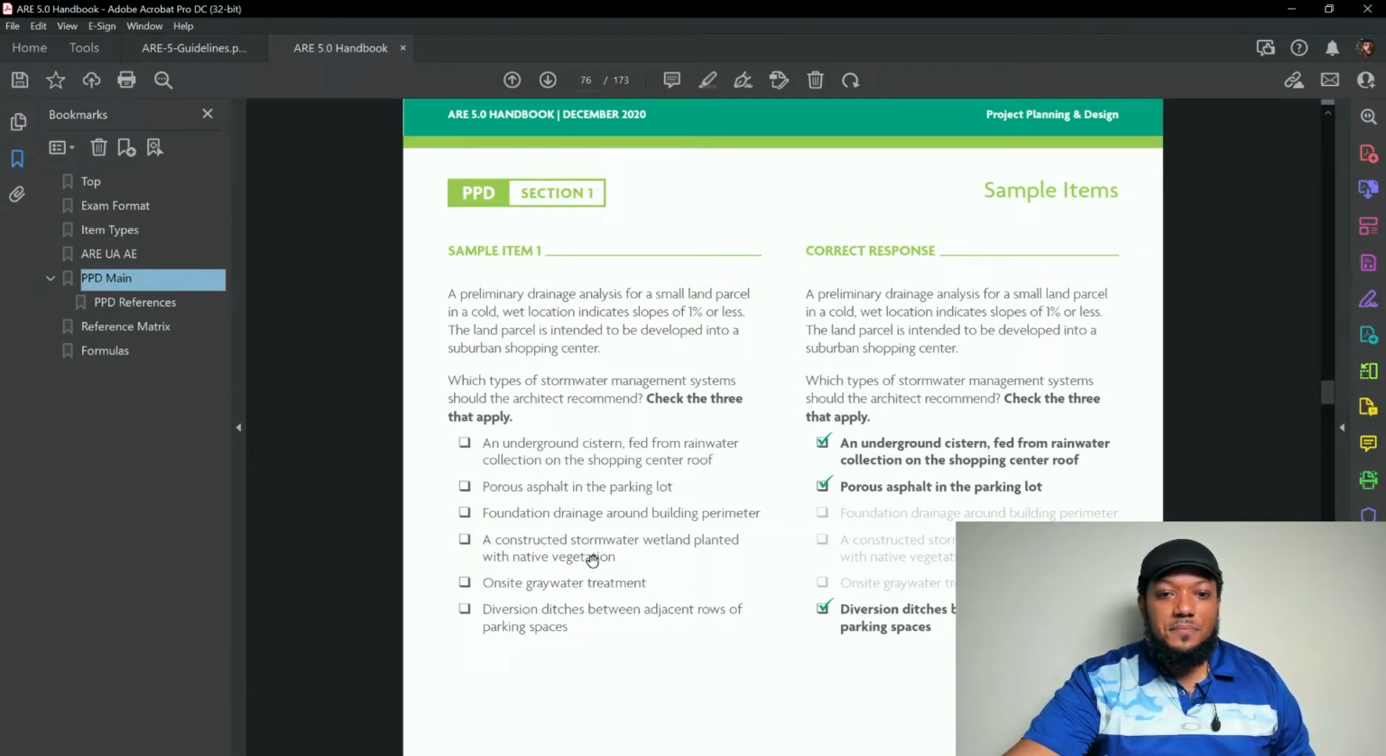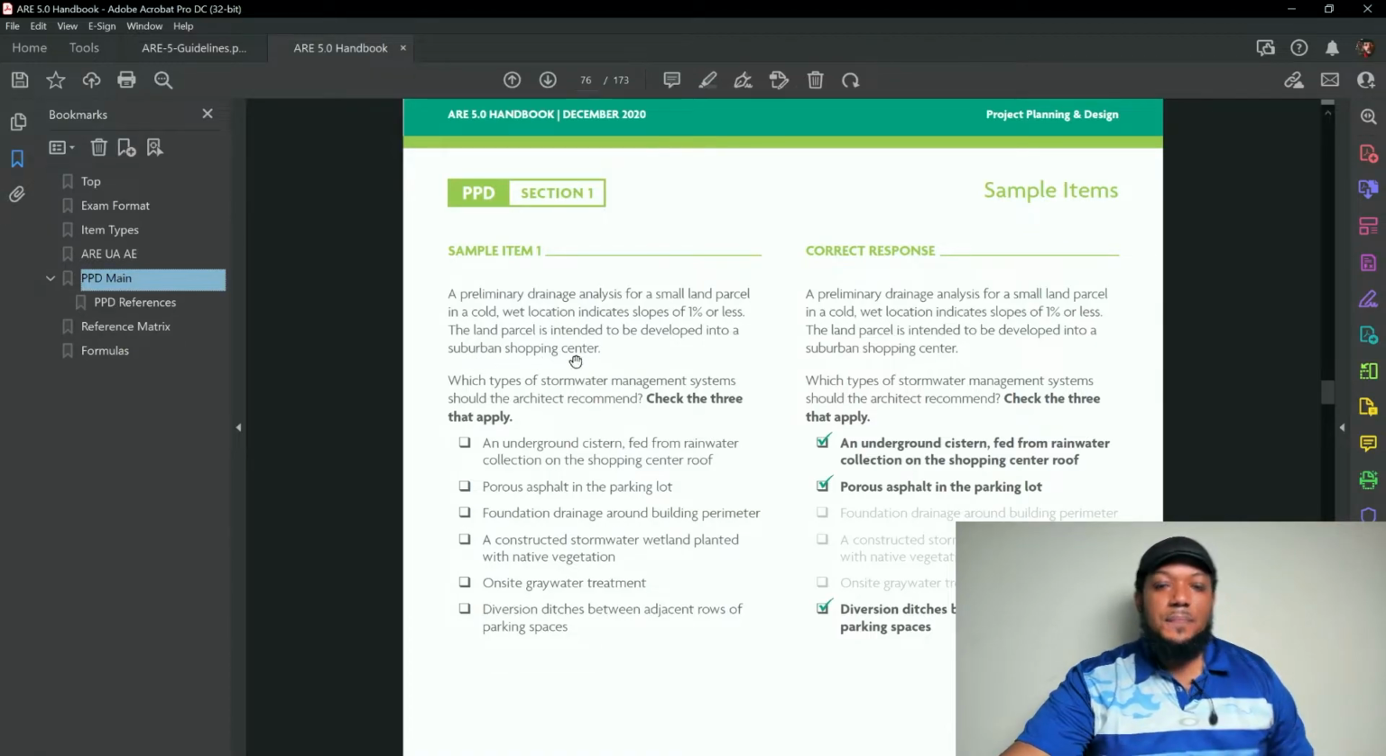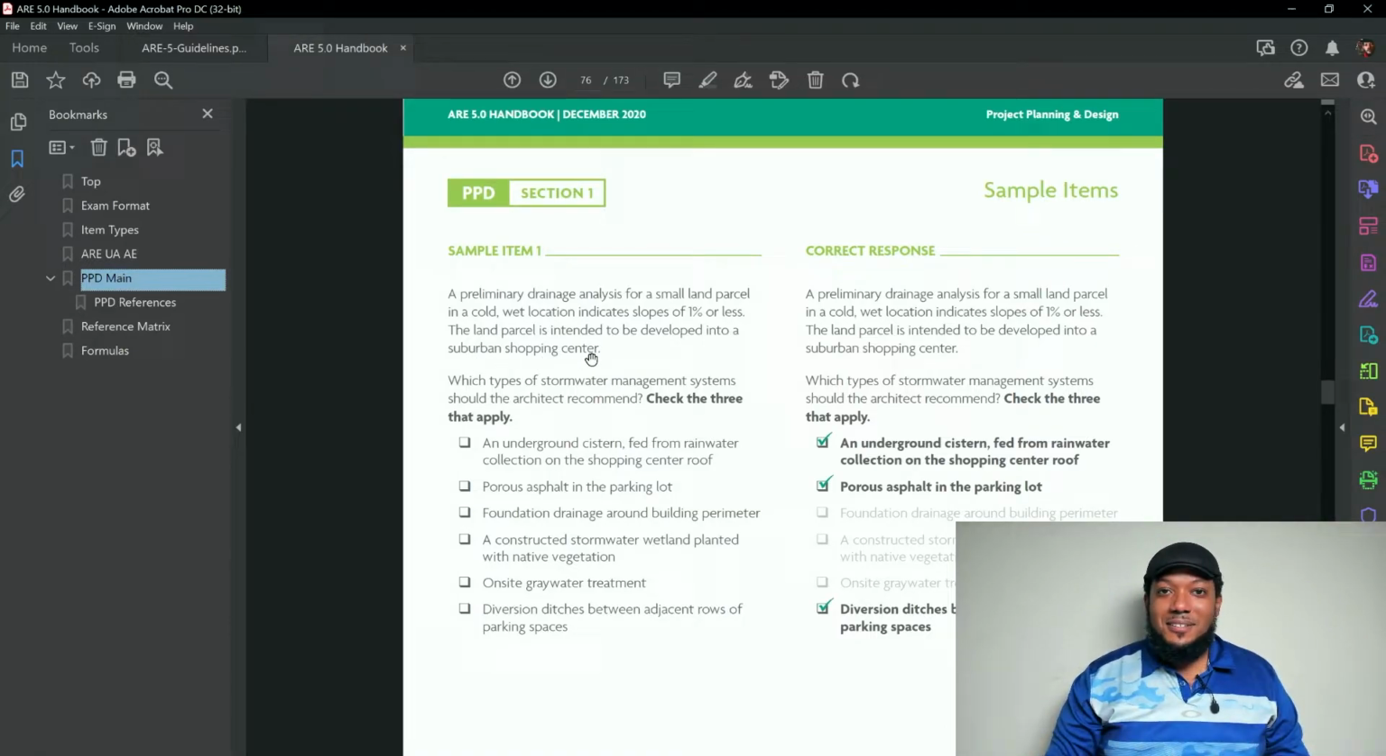I think the type of design is for a small land parcel, a suburban shopping center. That's a keyword, right? So you're looking for keywords. If it's a church, you'll be thinking, okay, it's going to need a big parking lot, or if it's a tower, it's going to have a very deep foundation. For this one, it definitely needs something like parking space.